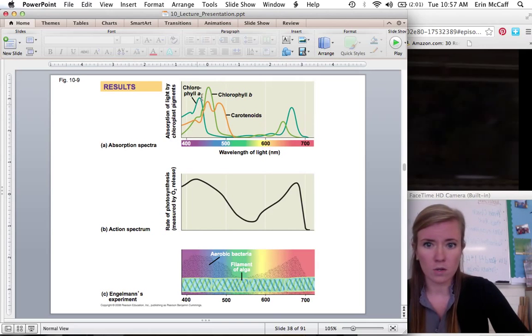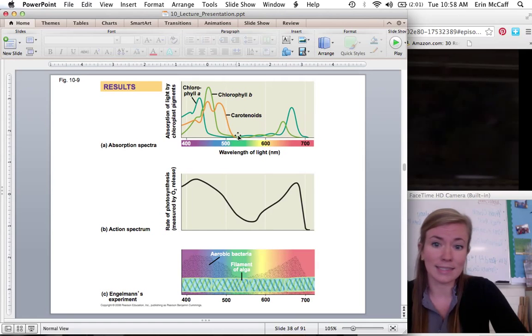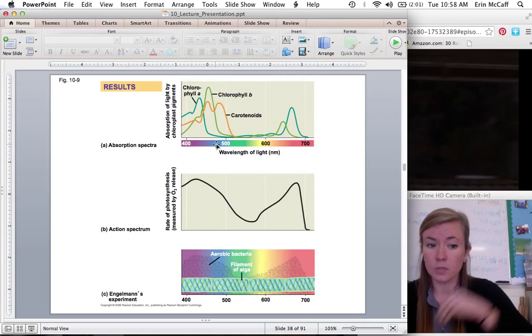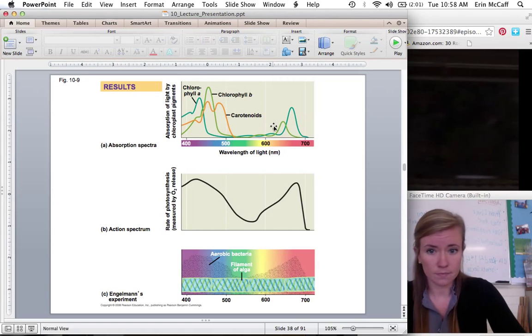Then there's also something called chlorophyll B, which absorbs a little bit more of the blue light and a little bit of red light, but again, no green light. Then there's another pigment called the carotenoids, which absorb less purple light, more blue light, a little green light, and that's it. So this is the absorption spectrum. It shows how much that pigment absorbs at the different wavelengths.